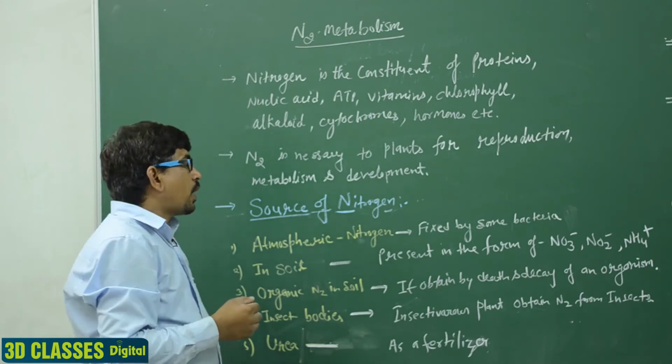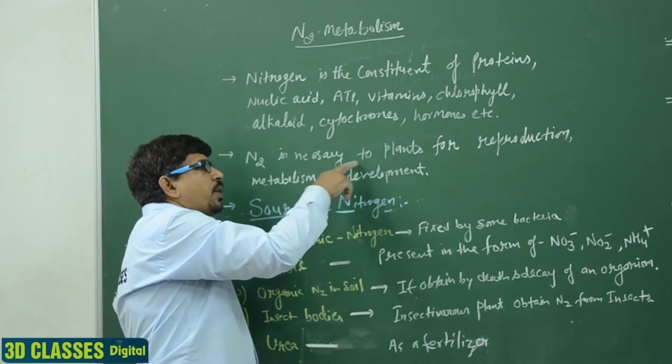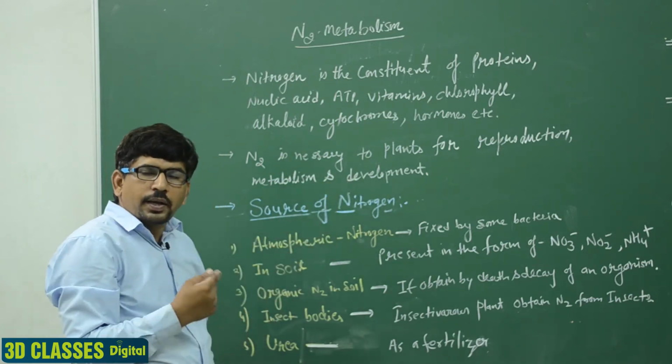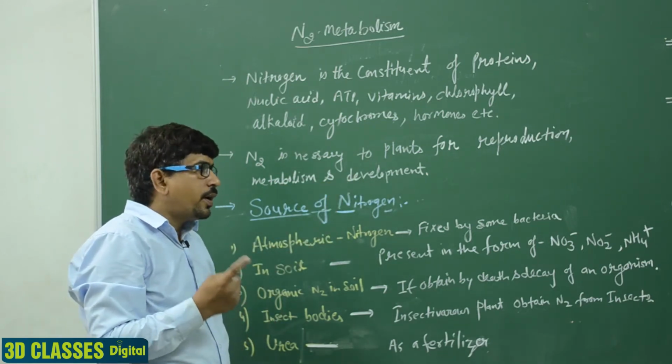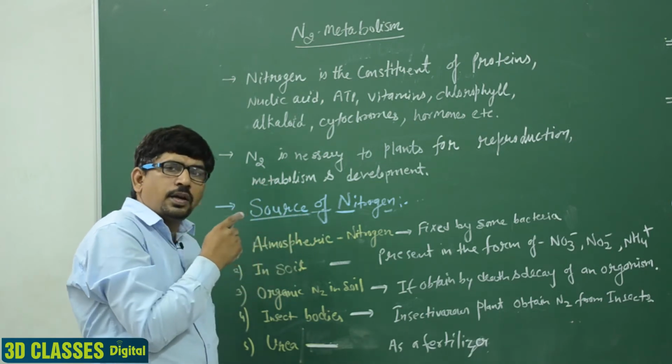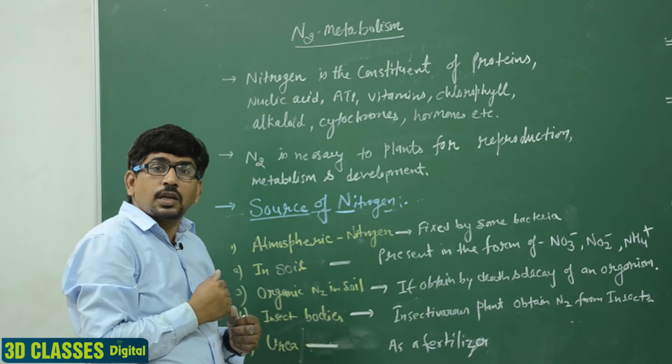Clear? Second, nitrogen is necessary for the plant for the reproduction, metabolism and development. Why is it essential? Because it is responsible for the reproduction, metabolism and development. It is an essential element. Clear?